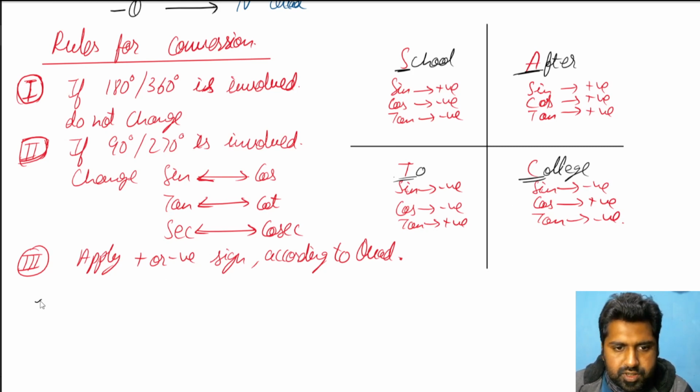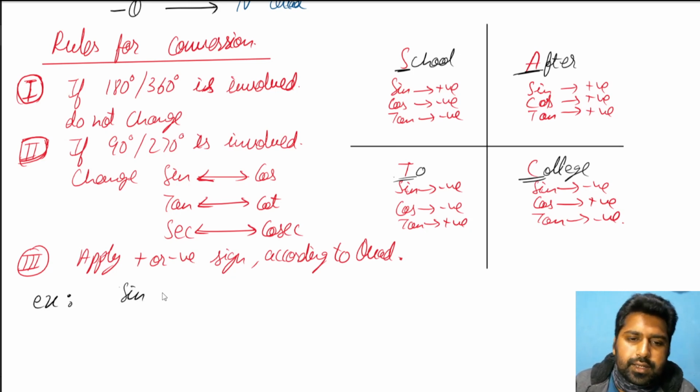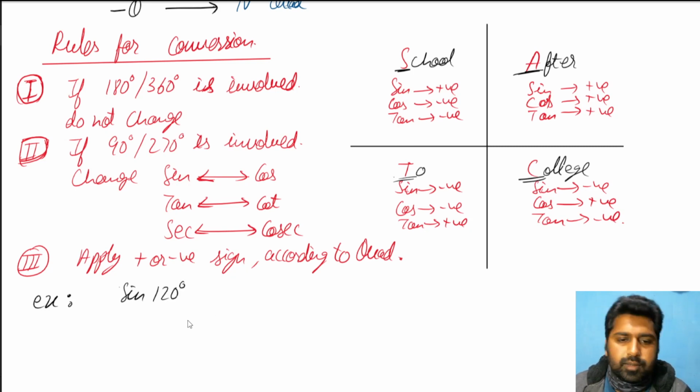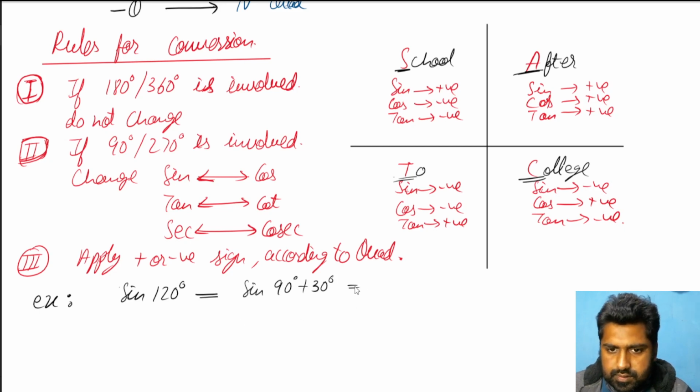All right. Now, the purpose was just to solve angles that are more than 90 degree. Let's start with very simple, sine 120 degree. I can rewrite this as sine 90 degree plus 30 degree. Now for the time being, use this as theta, 90 plus theta.